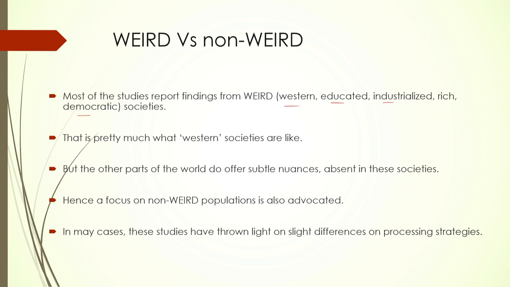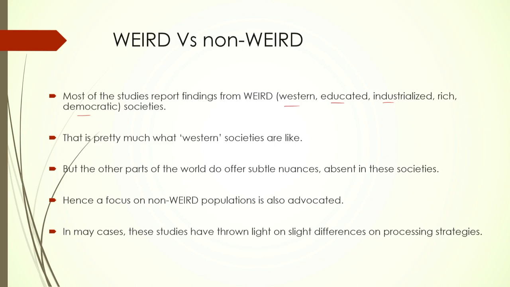The world has different kinds of societies, different kinds of population with all kinds of nuances inbuilt in different societies. So how can a small group's performance be mapped onto the rest of the population? As a result, there is now a call for looking at populations from non-WEIRD countries, as in the non-Western, non-rich, non-democratic, and all these different kinds of countries. There are a lot of variants.